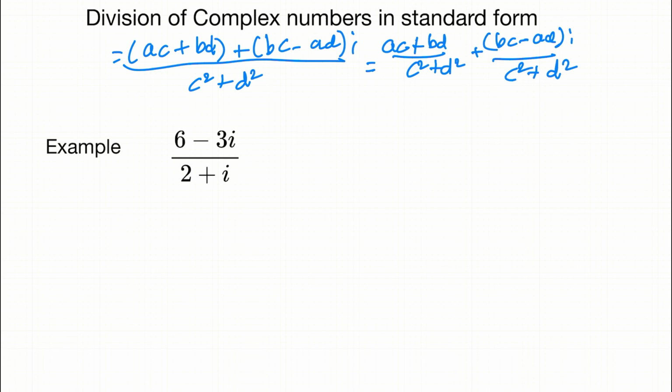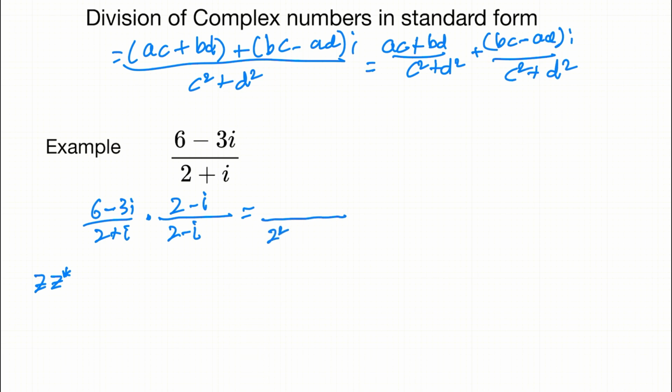So let's do an example, to make this a little clearer, hopefully. We start out with 6 minus 3i divided by 2 plus i. The rule tells us we multiply by the complex conjugate of the denominator, so that is going to be 2 minus i over 2 minus i. Now we know from previous work that when we take z times z conjugate, it's just the sum of the real and imaginary parts squared and then added together. So the denominator is going to be 2 squared plus 1 squared, because 1 is in front of the i.